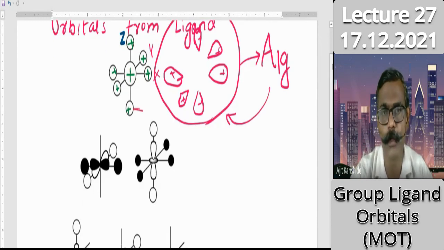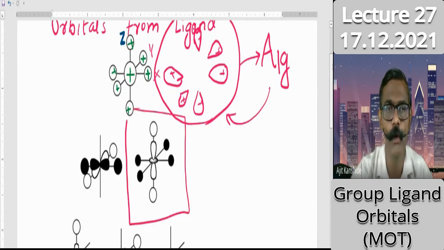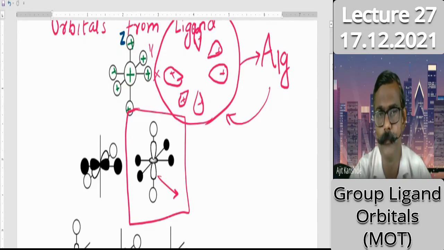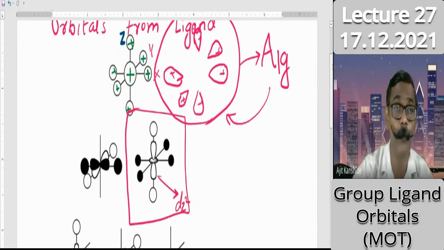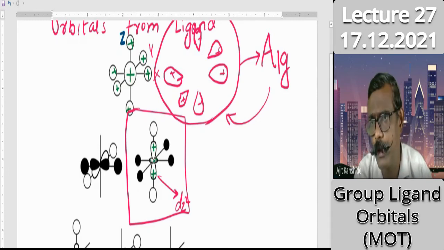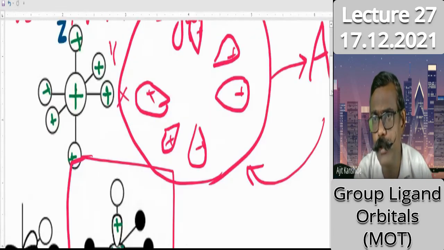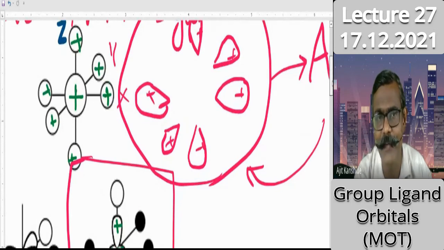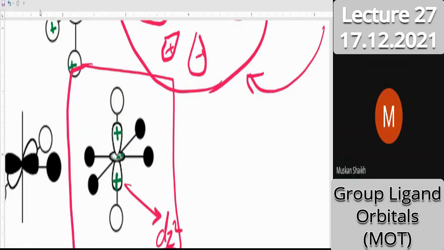Now, one more example. I'm talking about this orbital. Will anybody tell me which metal orbital this is? dz square. Right, dz square. Understand that orbital first. Here there is a positive sign. Here the doughnut is there, no? Could you see that? There's a negative wave function, and at the bottom there's a positive. I magnified that so you could see it. Could you understand?